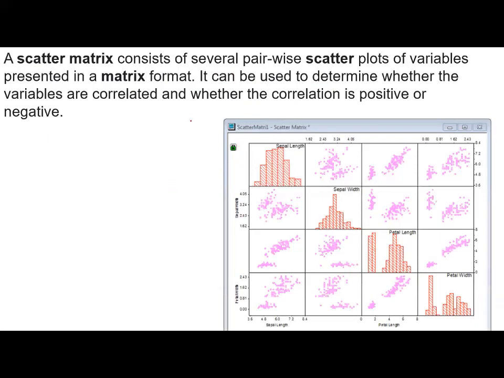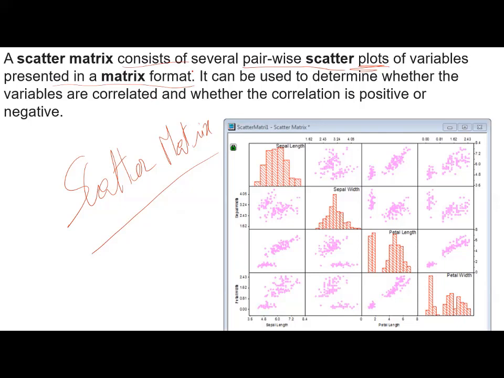Right. The next concept is called scatter matrix. What do you mean by scatter matrix? Let us only go with the definition today. Tomorrow we will explain all these things. A scatter matrix consists of several pairwise scatter plots of variables, presented in a matrix format. It can be used to determine whether the variables are correlated and whether the correlation is positive or negative.